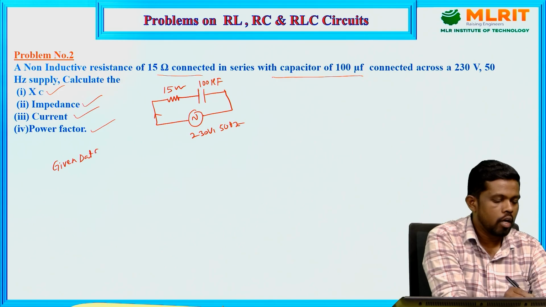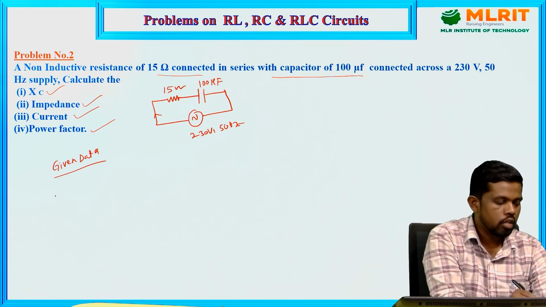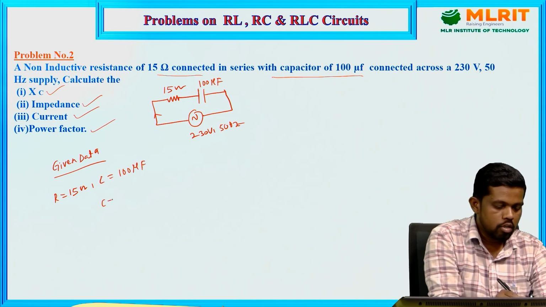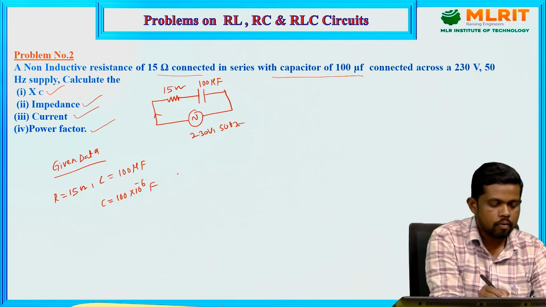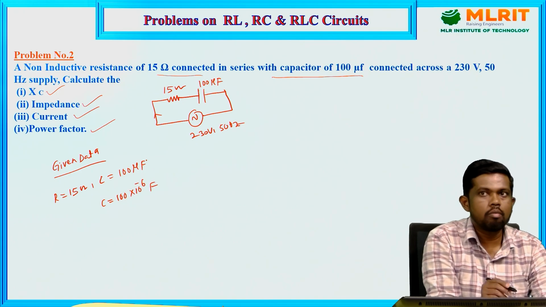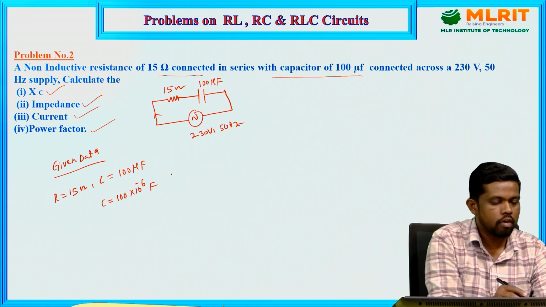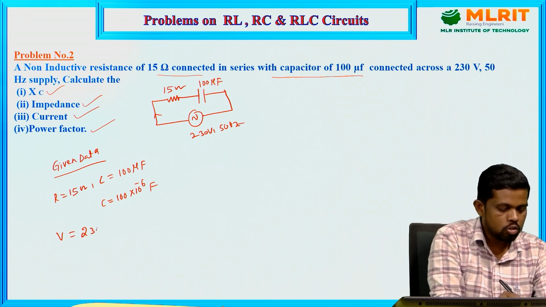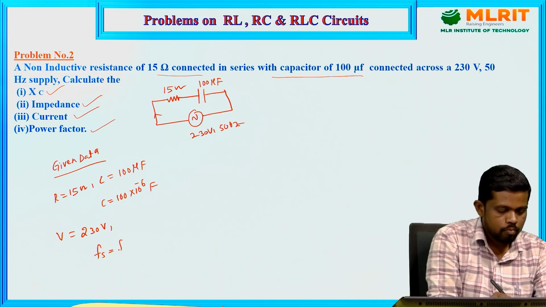The given data will be R equals 15 ohms, C equals 100 microfarad, which means 100 into 10 power minus 6 farad. We need to convert microfarad to farad, then we get 10 power minus 6 farad. The applied voltage in RMS terms is 230 volts, and the frequency of the supply is f equals 50 hertz.